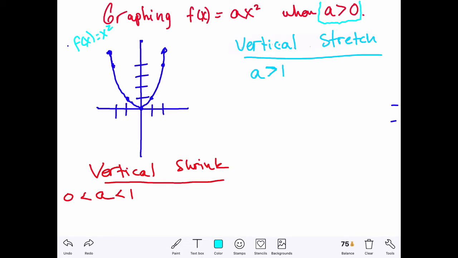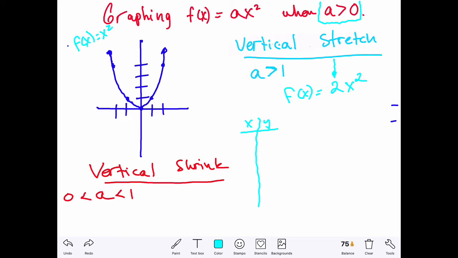In purple. Now if we want to perform a vertical stretch of our parent function, f of x equals x squared, then we'd have to have an a greater than 1. For example, we had the problem f of x equals 2x squared. Then we'd say we have a vertical stretch of 2. And notice the 2 is out front and then multiplied by x squared. So let's make a table and investigate what this looks like.